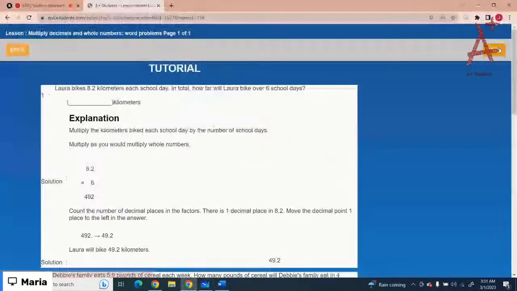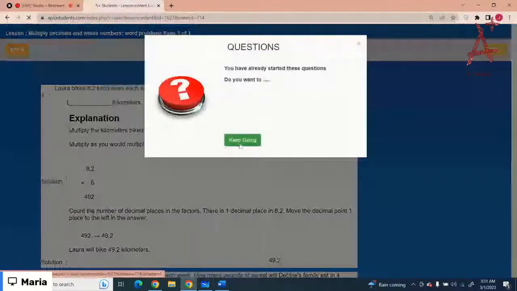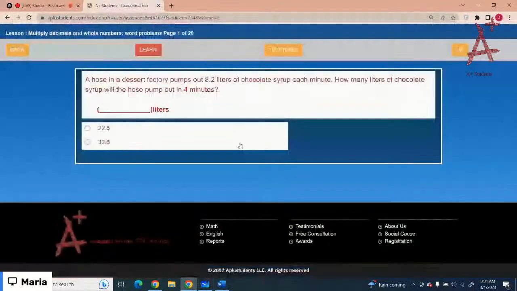Let's just start with the test question so that we can do the practice question. You can have a look at the tutorial one by yourself. They are already solved. Got it? Next one is: a hose in a dessert factory pumps out 8.2 liters of chocolate syrup each minute. How many liters of chocolate syrup will the hose pump out in 4 minutes? So you have to do 8.2 times 4. Got it?